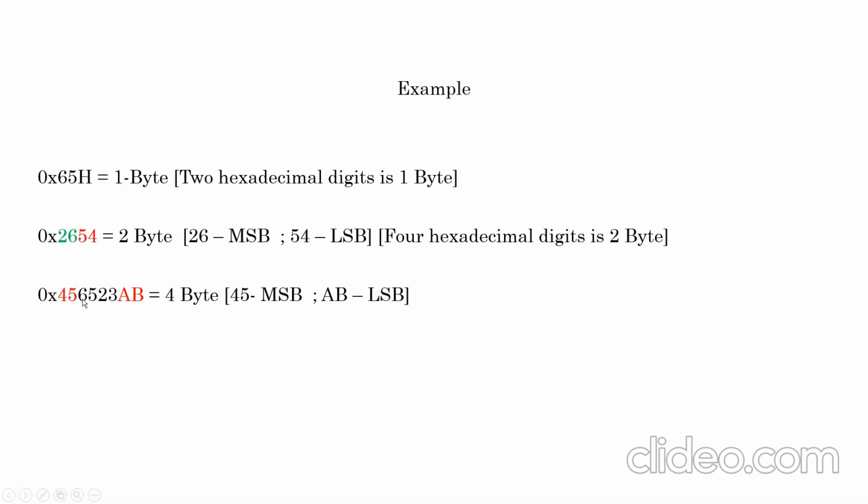A combination of 8 hexadecimal digits is equivalent to 4 bytes. Here in the 16-bit data 2654, 54 is called the least significant byte, 26 is called the most significant byte. Here in this 32-bit data, AB is called the least significant byte, 45 is called the most significant byte.